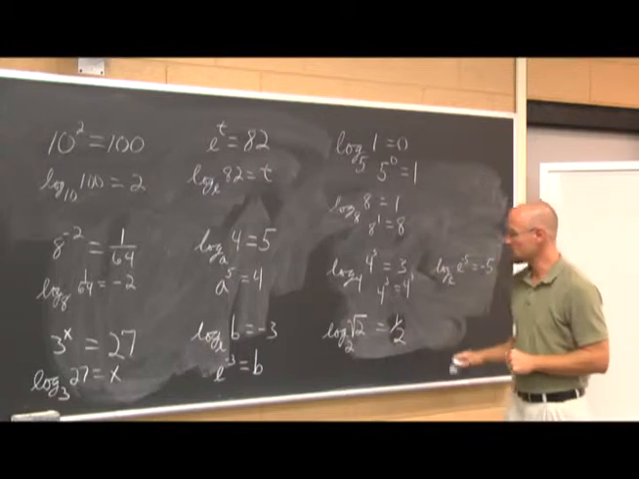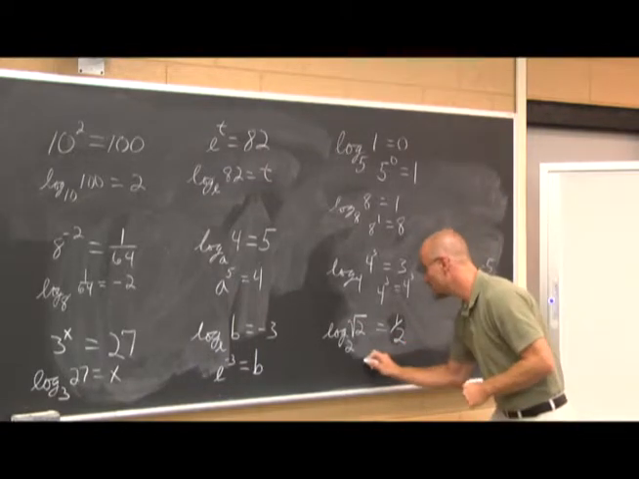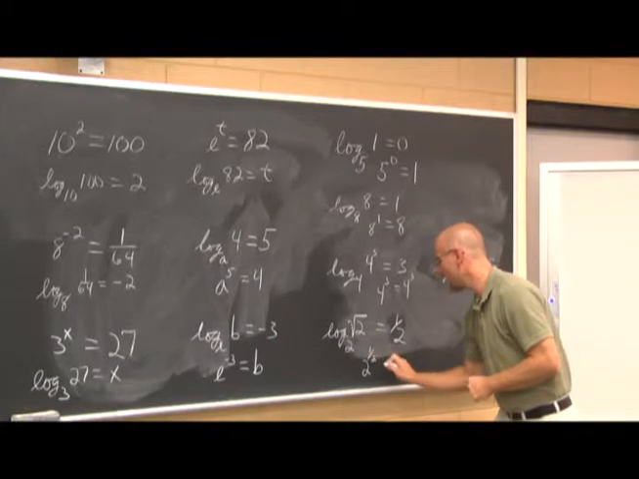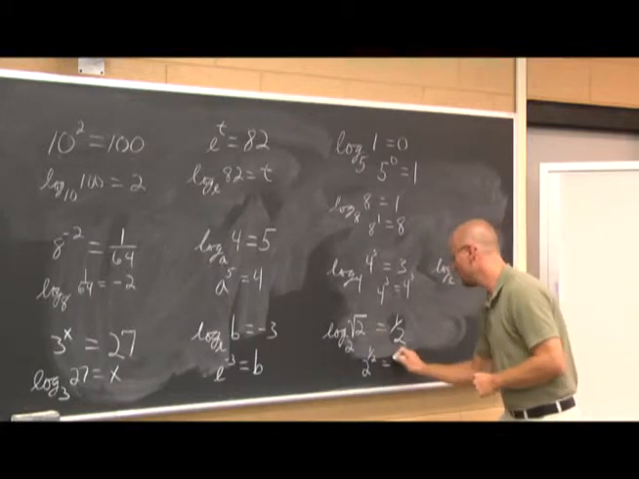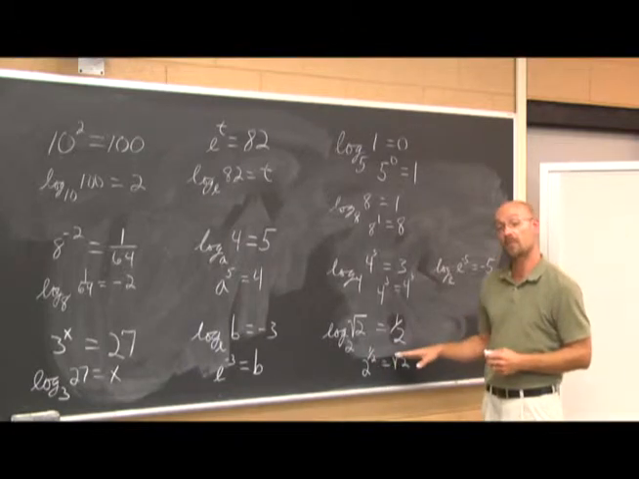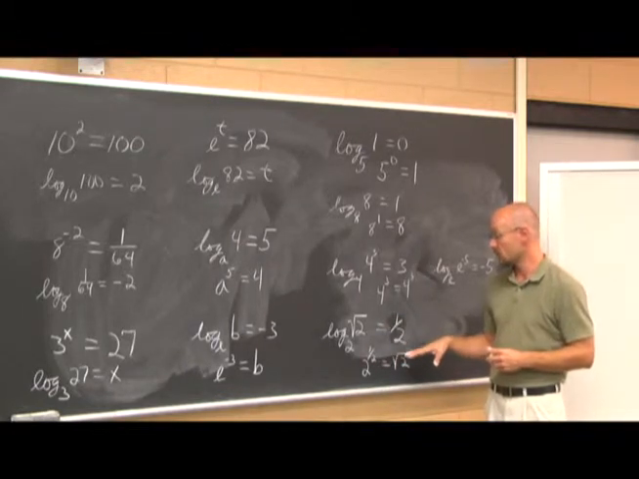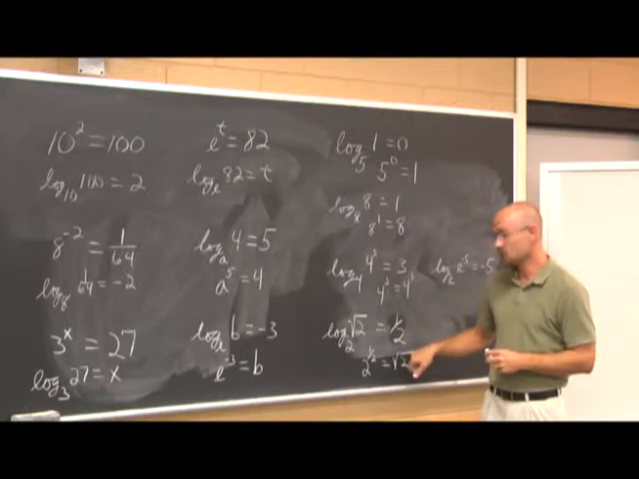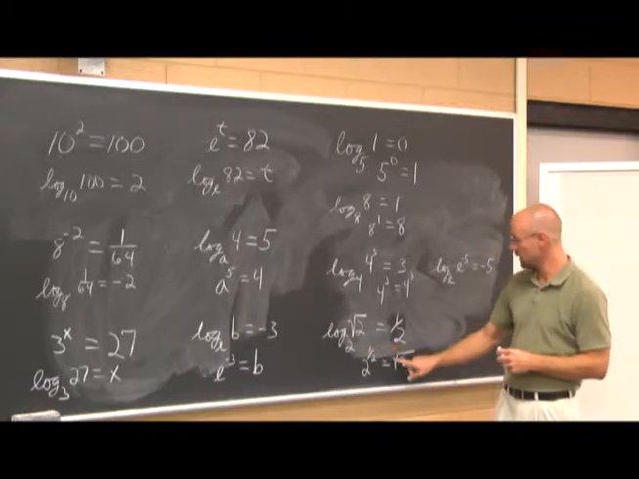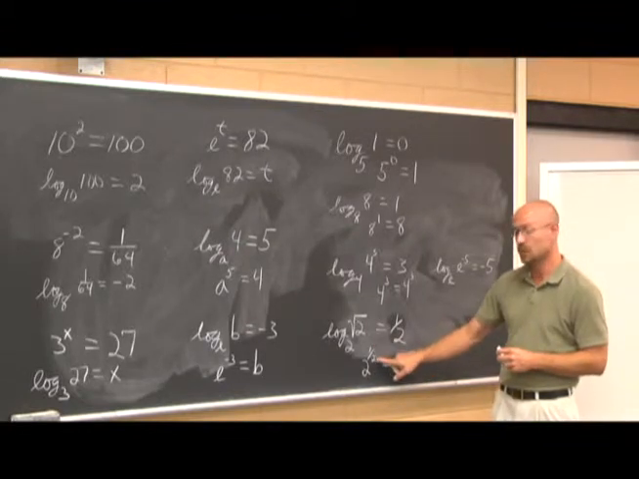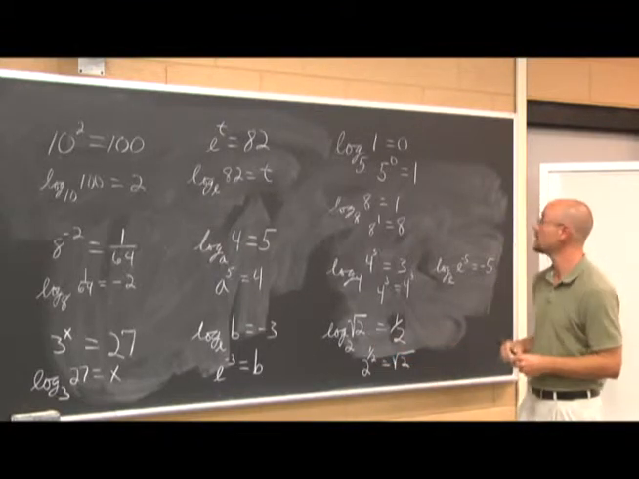Let's look at this one for a moment. I identify the base as 2, and the power is 1/2, and that has to equal the square root of 2. Hopefully we remember when we worked with radicals earlier in the semester, we saw that radicals were nothing more than fractional exponents. Here, my index is 2, and my power is 1 over 2. So this is a true statement.